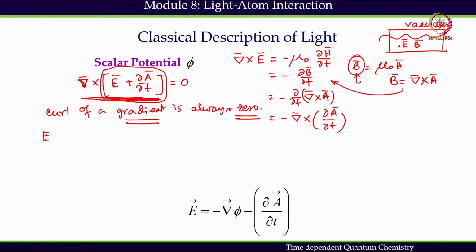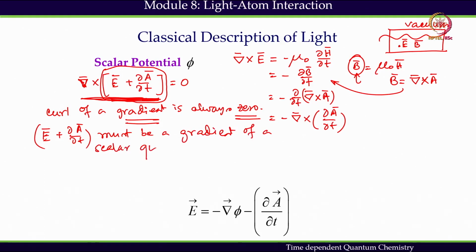So this E plus the time derivative of A must be a gradient of a scalar quantity. This is just coming directly from the vector identities. There are many manipulations one can do. These are the consequences of vector identities. So one can prove this immediately here. We will prove it here.